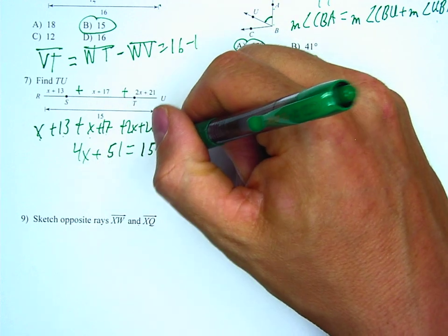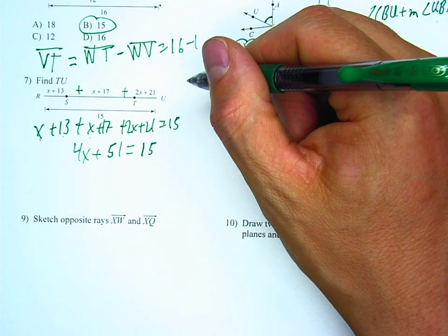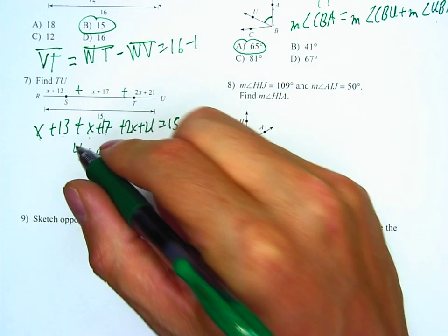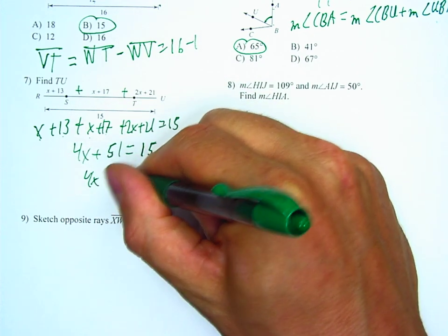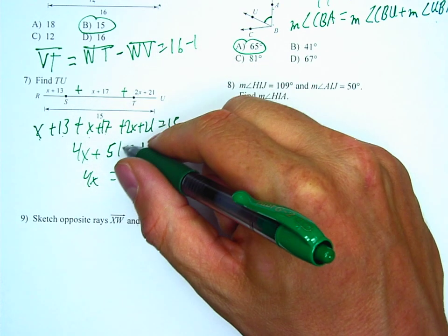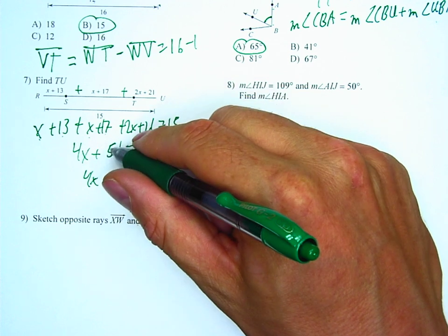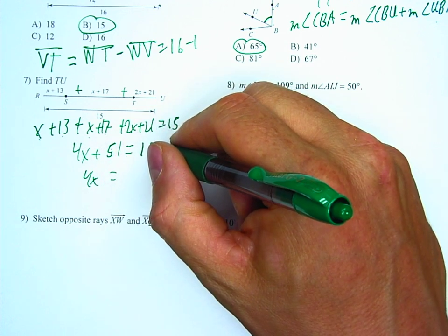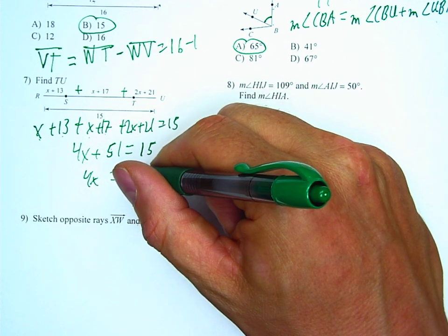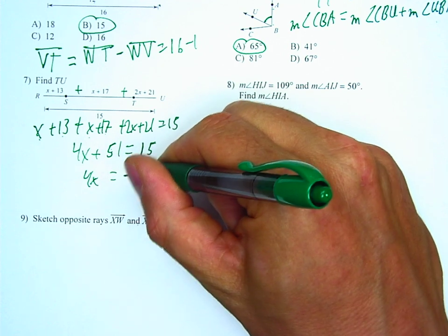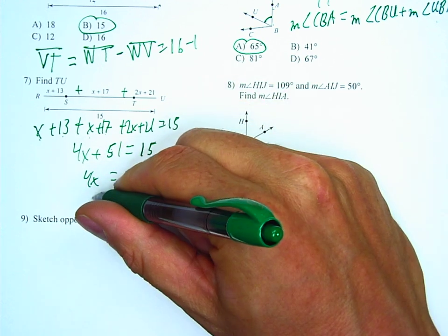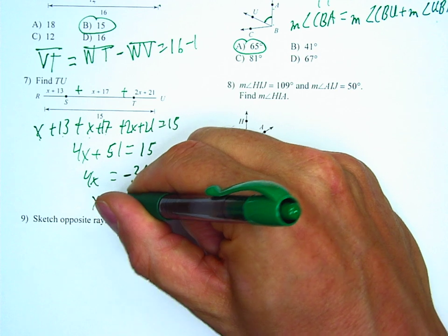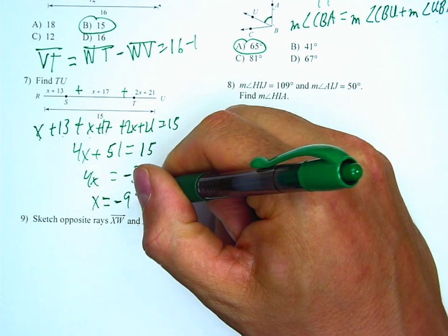So taking 51 from 15 here, 4x will be equal in value. That's going to be a negative value because 51 has a larger absolute value than 15. So that's not going to be 36, that's going to be negative 36. So x here is equal to negative 9.